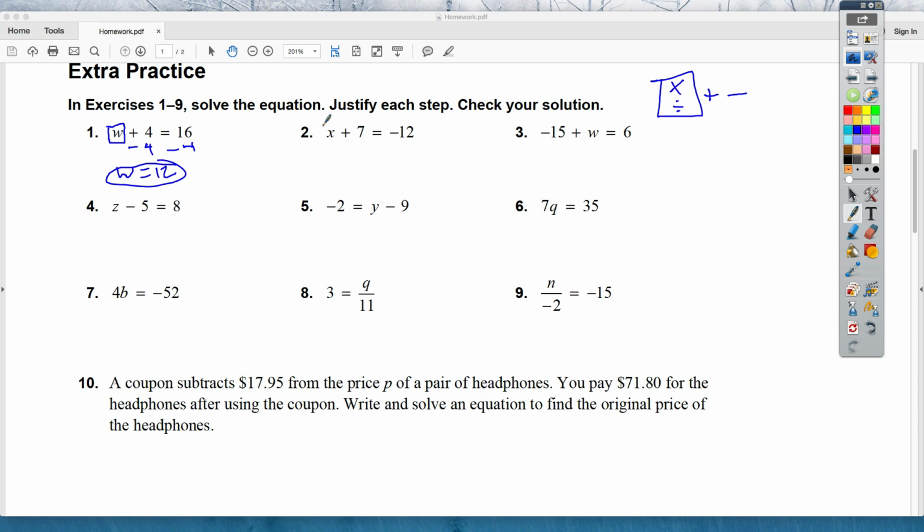Number 2, here we have X. Okay, and there's nothing inside the box that we need to worry about, but besides that, we have to get everyone away from the box first, so we have to empty everything outside the box. And here it says plus, so I'm going to do the opposite. I'm going to minus 7, again, always from both sides, and I'm left with just X on that side equals negative 12 minus 7 is negative 19.